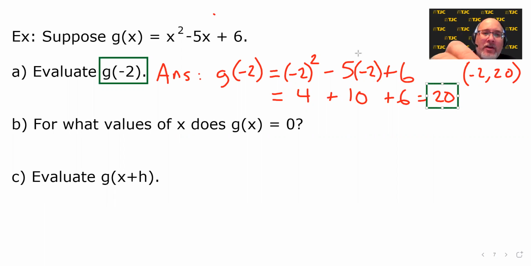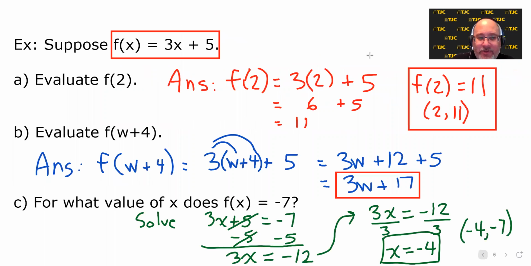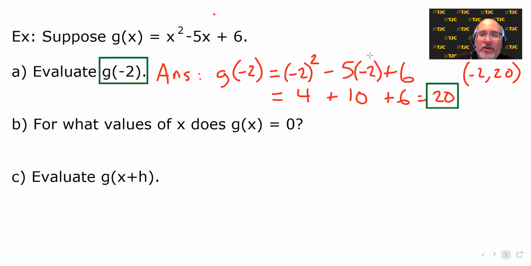For part B, for what values of x does g of x equal 0? Well, this is just like the third problem back here where we put the function equal to -7 and solved. We can do the same thing here. We can put x squared minus 5x plus 6 equal to 0 and solve it.